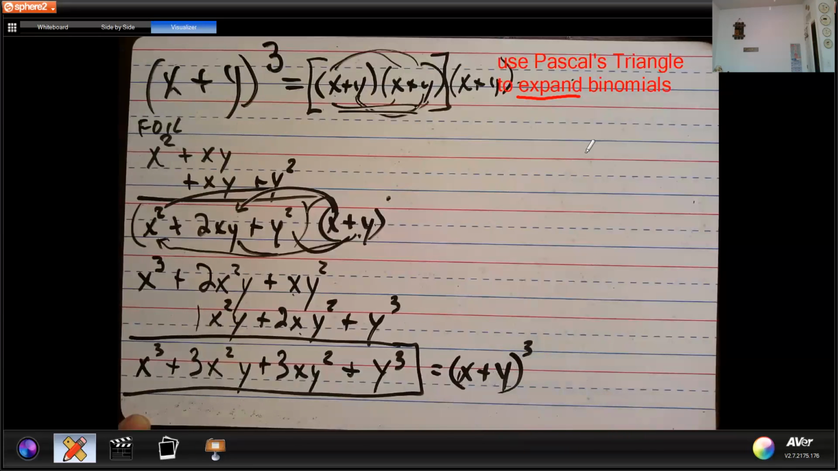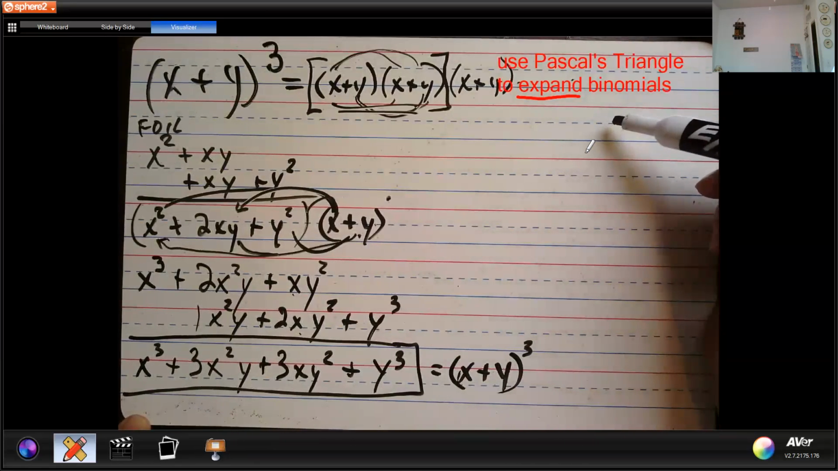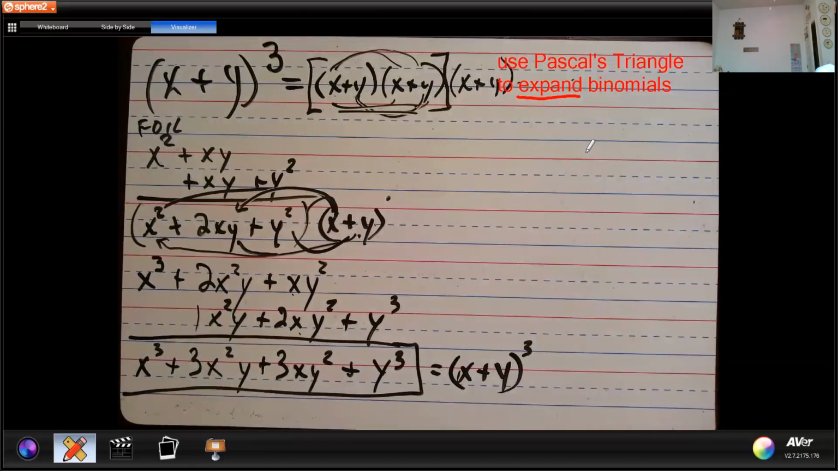Now imagine doing it again. What if it was x plus y to the fourth? I'd have to do it again. And then what if it was x plus y to the fifth? I'd have to multiply all of this out again. So if we do it using Pascal's triangle, we're going to save ourselves some time.